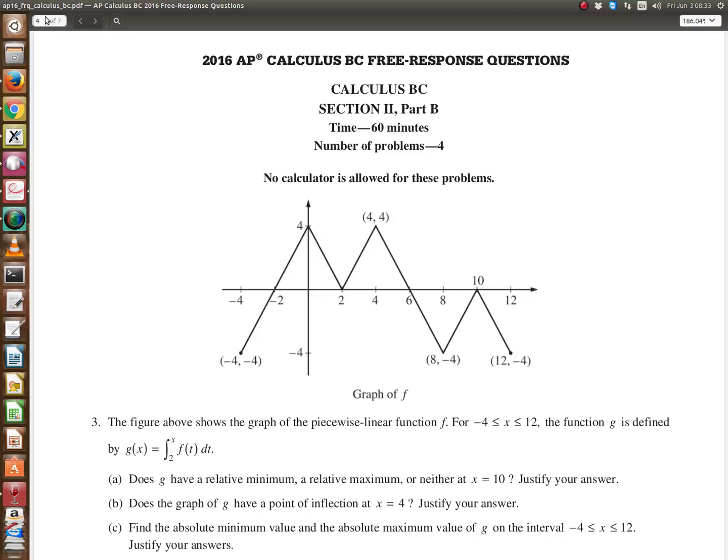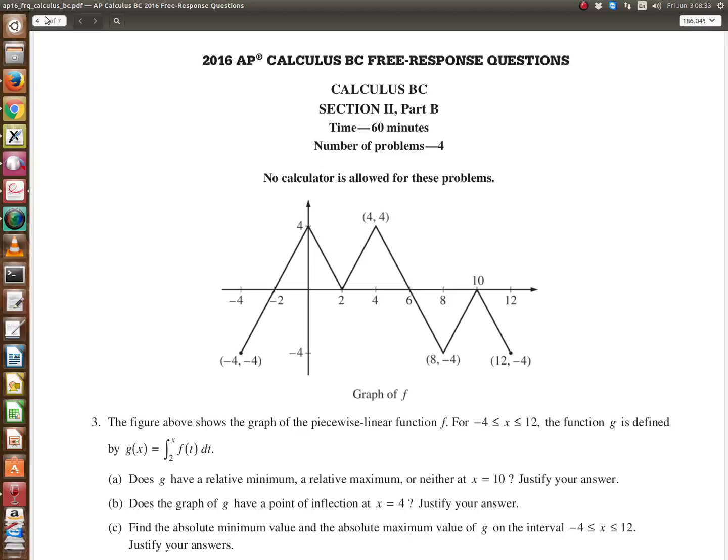So this is just a quick summary without SAGE of how to do AB3 BC3. Okay, so the figure above shows the graph of a piecewise linear function f. For x between -4 and 12 inclusive, the function g is defined as g of x equals the definite integral from 2 to x of f of t dt. Does g have a relative min or max or neither at 10?